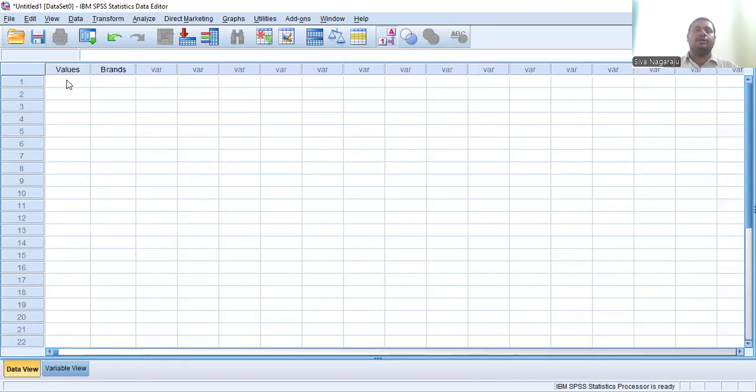You can observe that there are values and brands. Under the values, we can enter the data like 200, 210, 190, 200, 190, 200, 180, 200, 200, 210. And they belong to what category, guys?